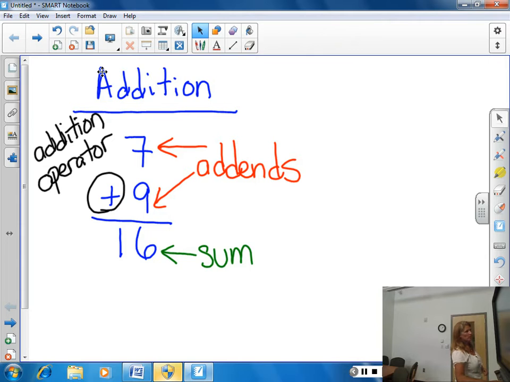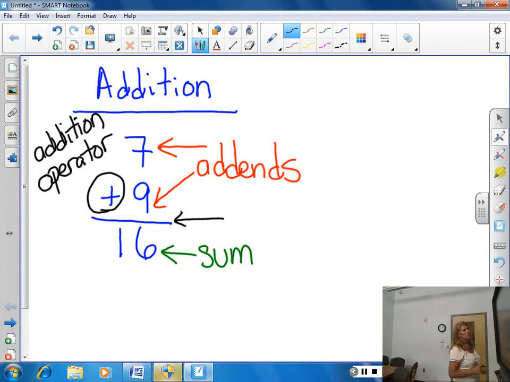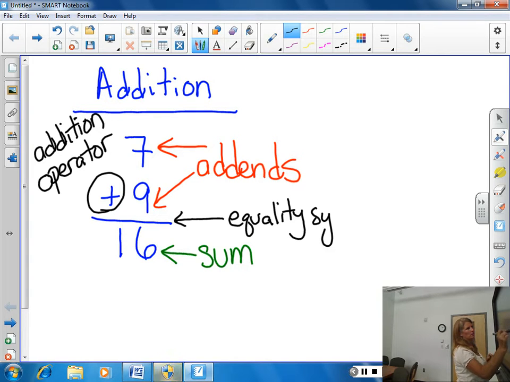And then we have this line right here, which in this case, the way we wrote it, is actually the equality symbol. So this actually says 7 plus 9 equals 16. We write the line underneath there. It's a way of writing an equality symbol.